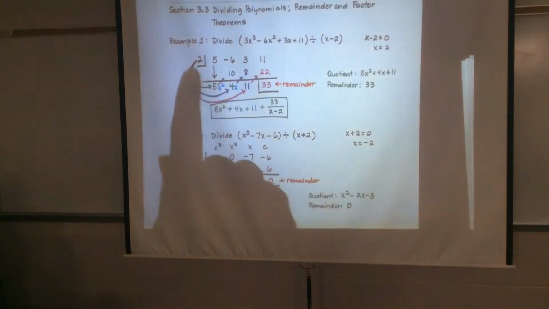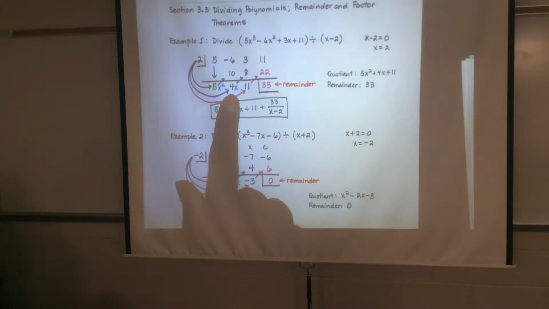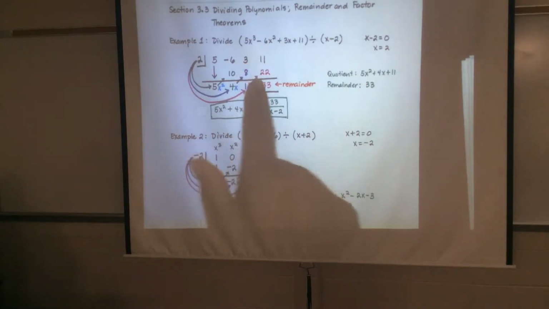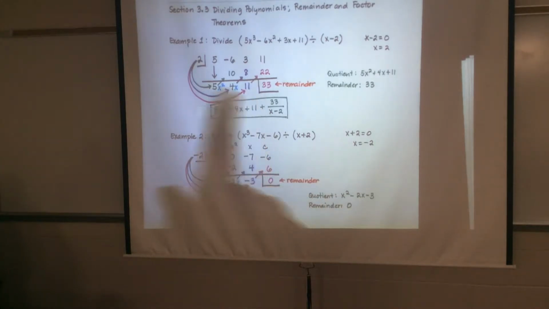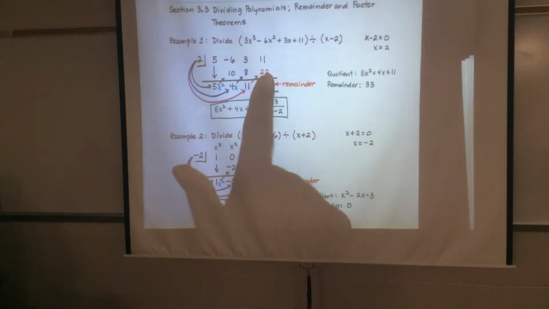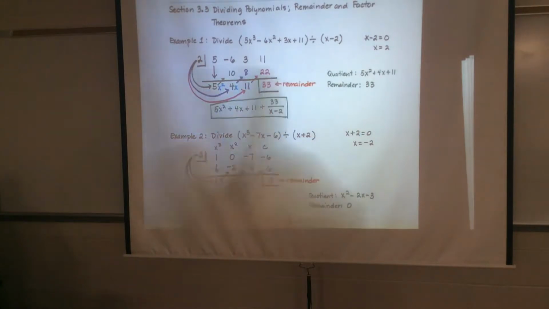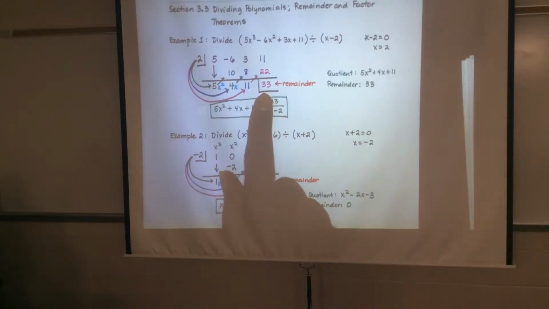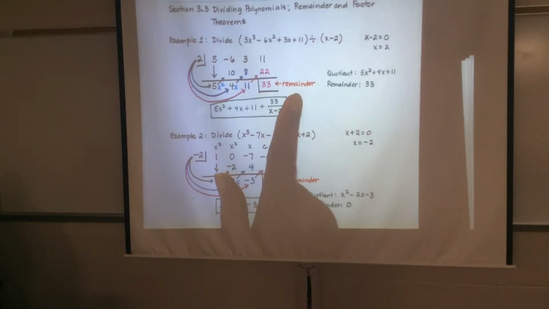So in this case, if I do 2 times 4, that's going to be 8. That 8 goes here. Add 3 and 8 together, you'll get 11. And then finally 2 times 11, that'll be 22. Add 11 and 22 together, you'll get 33. Okay? So now, to write the quotient and the remainder, the last number in the last row is always going to be the remainder.